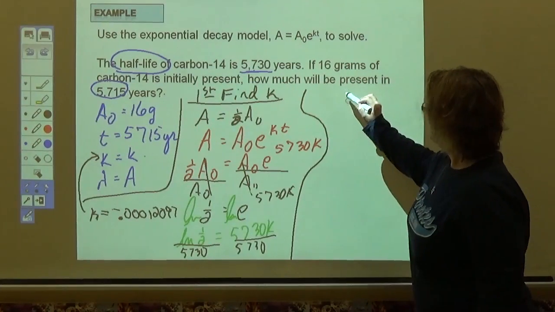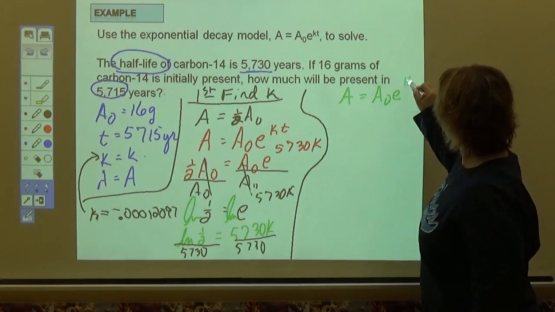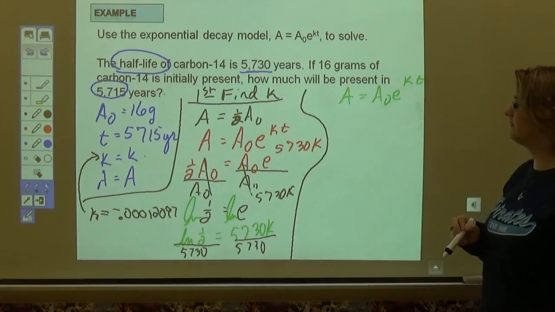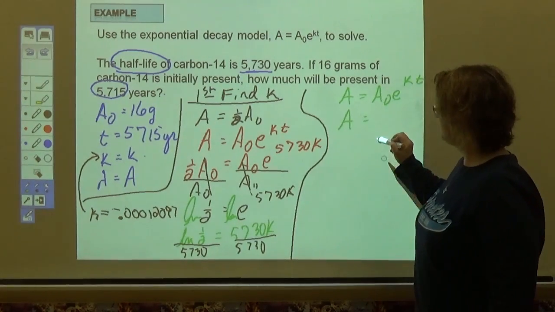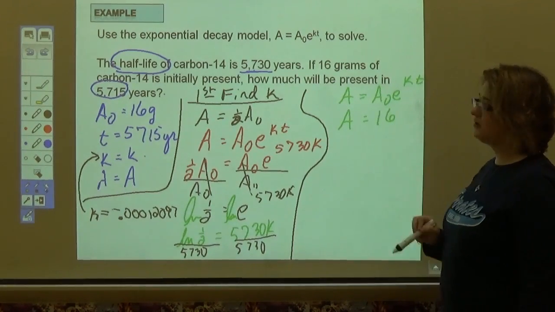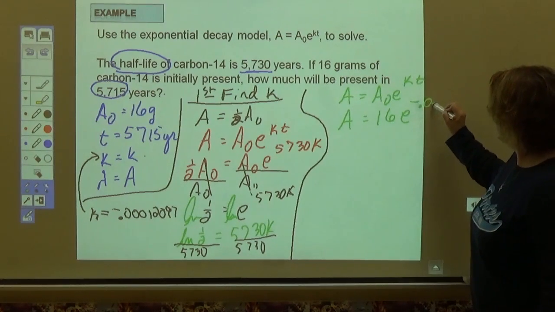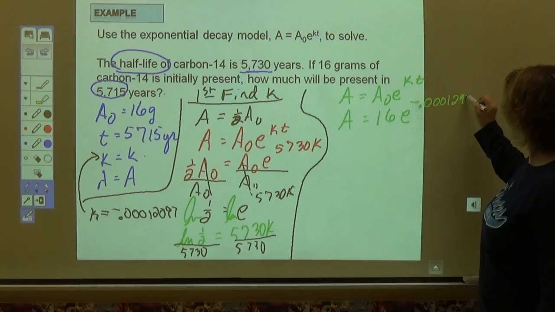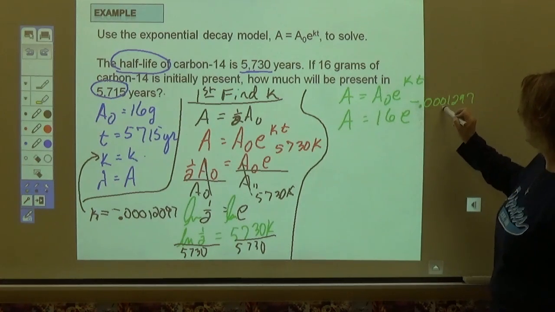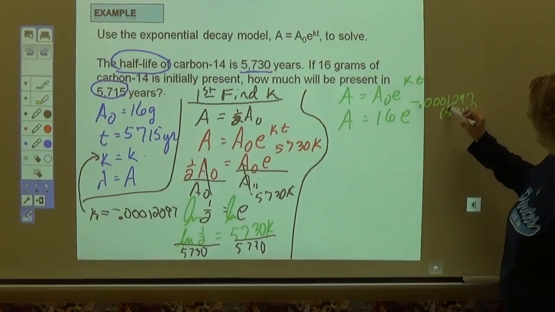Okay, so A equals A sub 0 e to the kt. Let's plug in all of our information. So we don't know A. I'm trying to figure that out. We're starting with 16 grams, so 16 e to the negative 0.0001297 times 5,715.